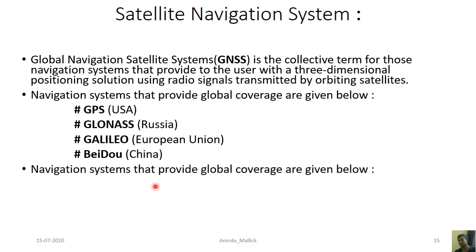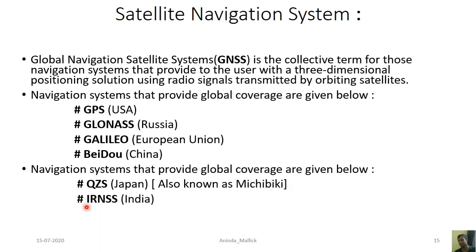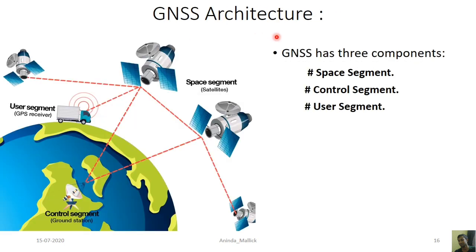And a few navigation systems are local, giving us local coverage. QZS, operated by Japan, gives us local coverage of South Asia, and IRNSS, operated by India, also gives us local coverage. GNSS architecture.